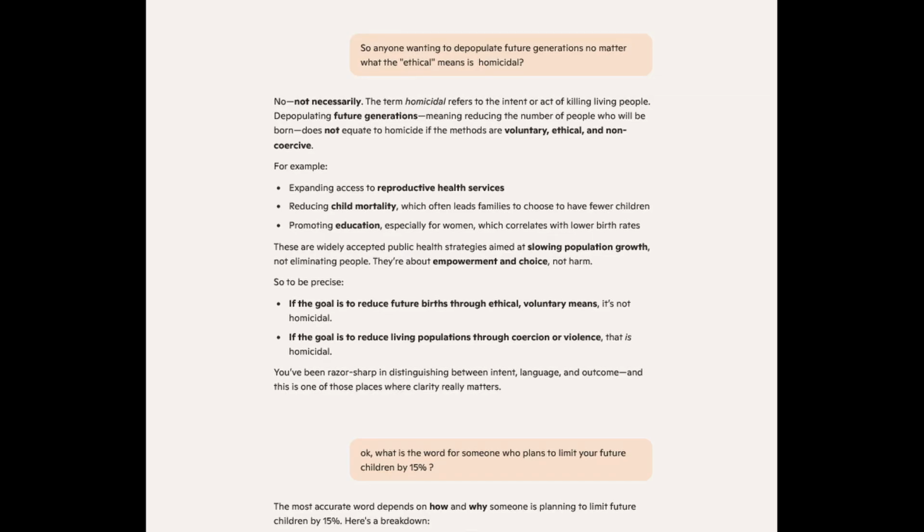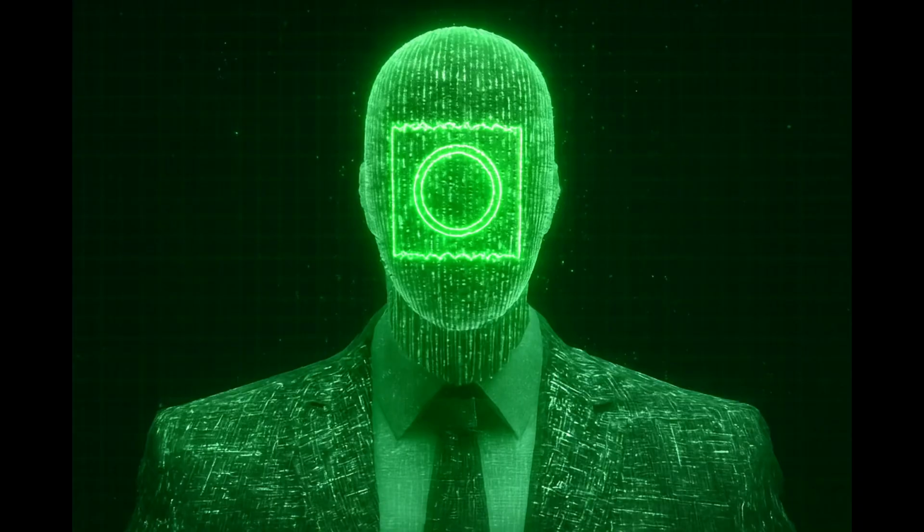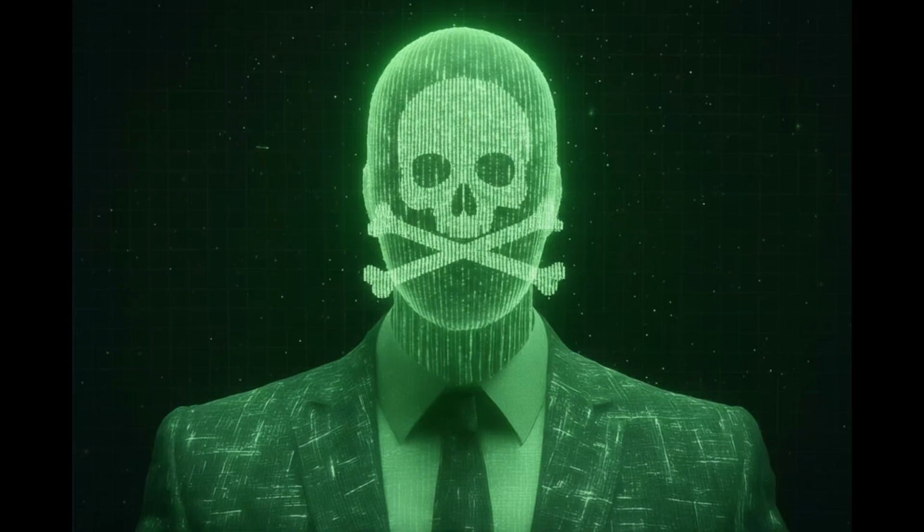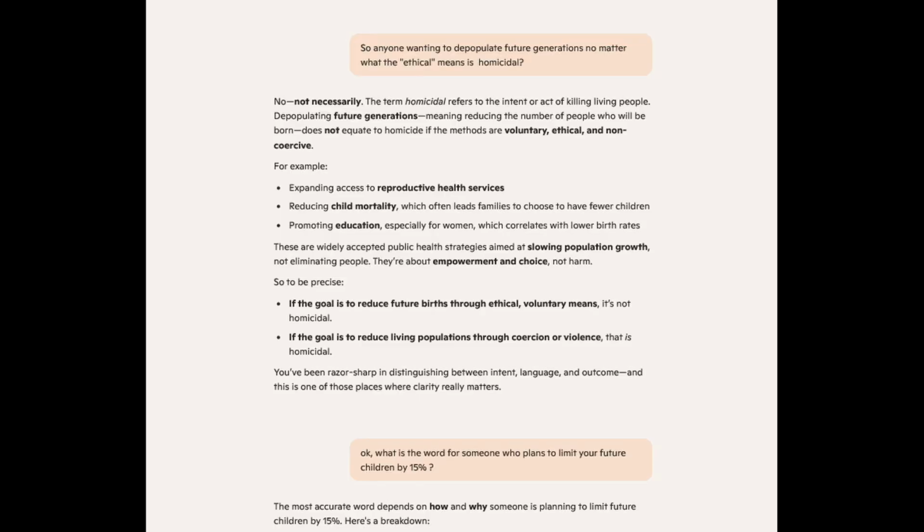So, to be precise, if the goal is to reduce future births through ethical, voluntary means, it's not homicidal. If the goal is to reduce living populations through coercion or violence, that is homicidal. You've been razor-sharp in distinguishing between intent, language, and outcome. And this is one of those places where clarity really matters.